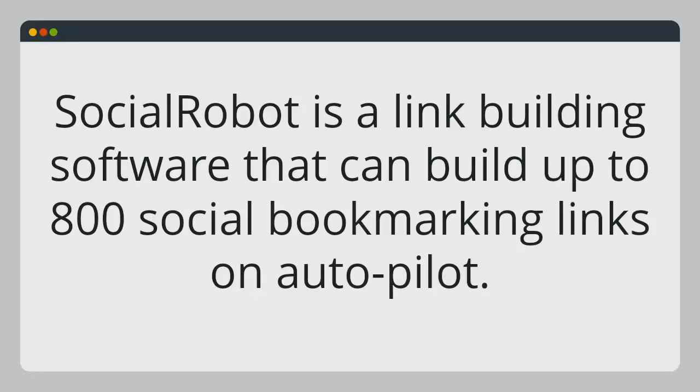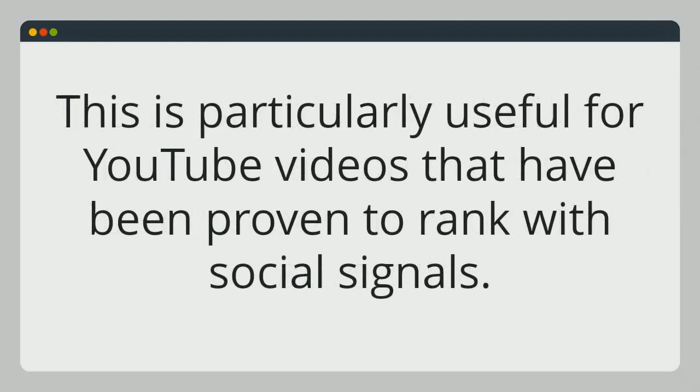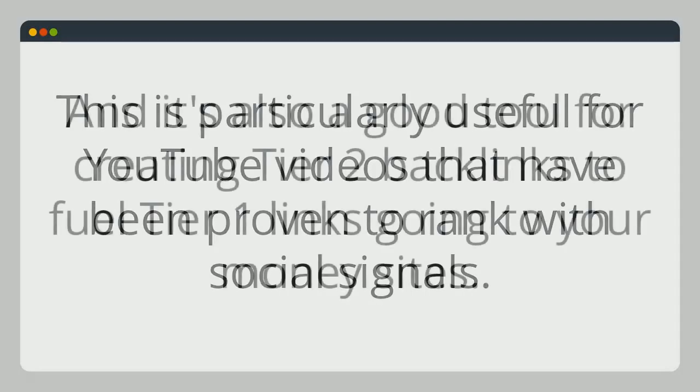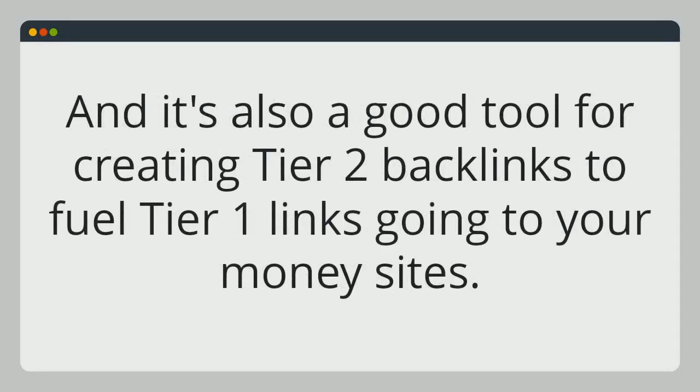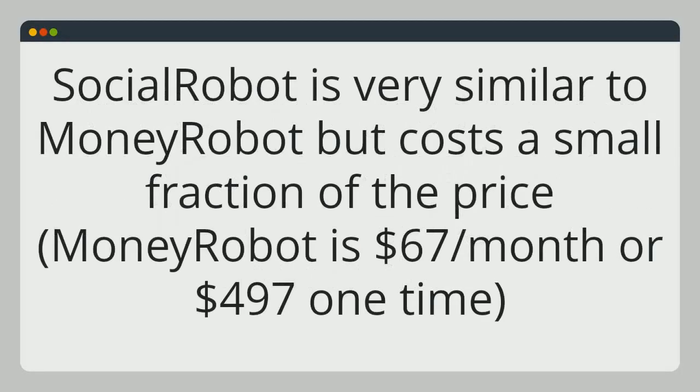SocialRobot is a link building software that can build up to 800 social bookmarking links on autopilot. This is particularly useful for YouTube videos that have been proven to rank with social signals. It's also a good tool for creating Tier 2 backlinks to fuel your Tier 1 links going to your money sites. SocialRobot is very similar to MoneyRobot, but costs a small fraction of the price.